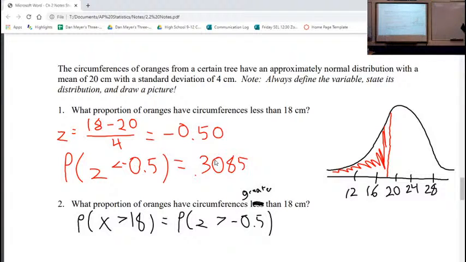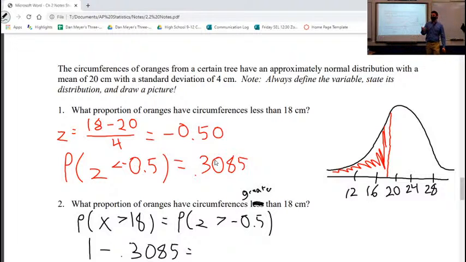So if I had about 30% of the data to the left, how much of it is to the right? It would be about 70%. So basically what I'm going to do is take 1 minus the probability that we are less than. So 1 minus 0.3085, because the table doesn't give you the values to the right. The table gives you the values to the left.